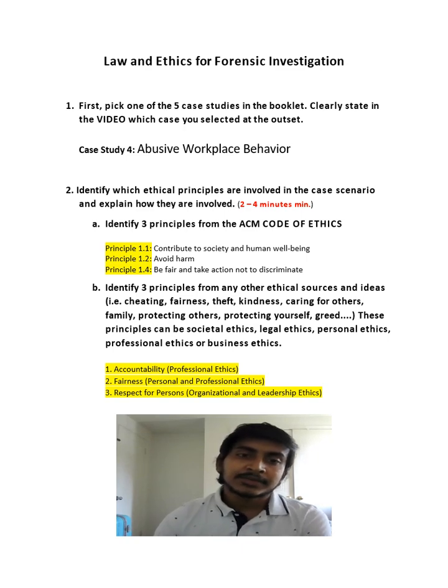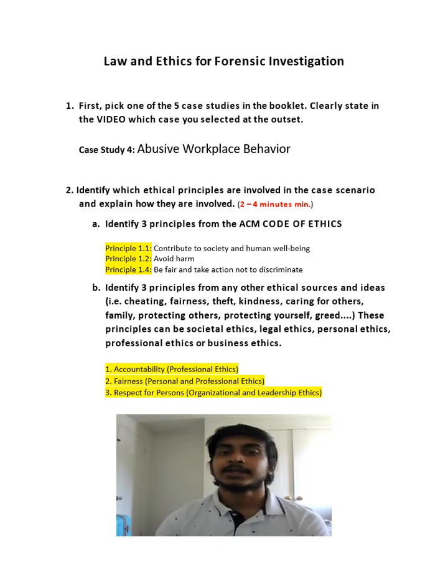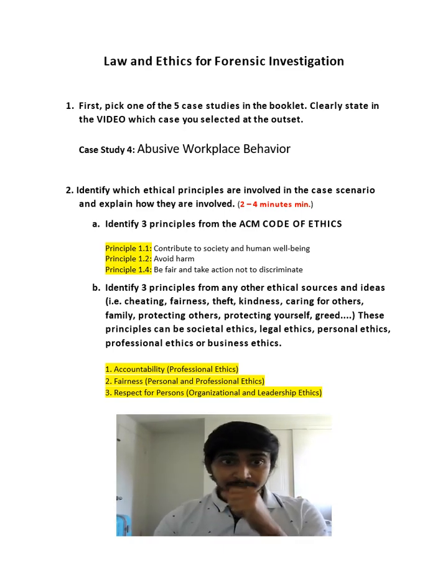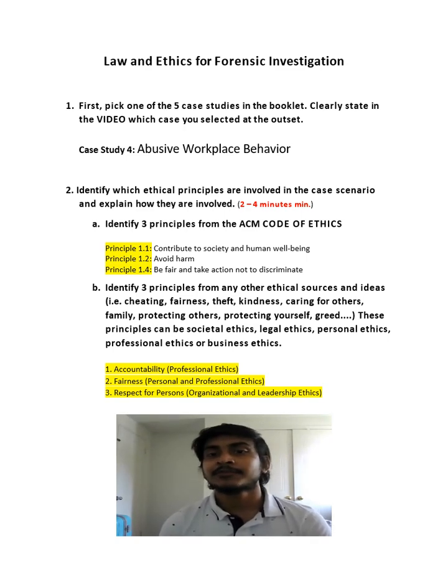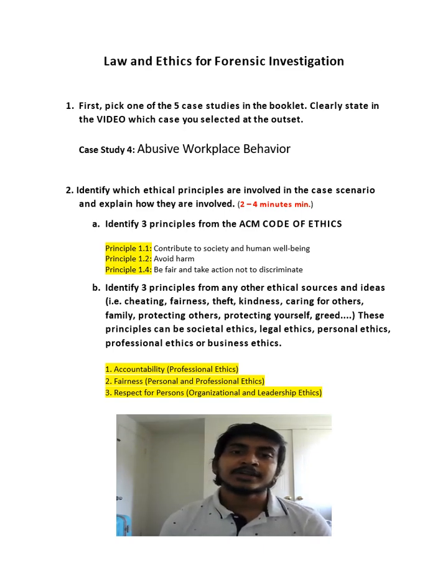The third principle that I would like to involve is principle 1.4, be fair and take action not to discriminate. Max also shows discriminatory behavior because he targets only the women colleagues in the organization, and he only punishes the women colleagues. And this violates the principle of fairness, which requires equality and non-discrimination in any organization or in any professional environment. Therefore, I think I'll be involving principle 1.4.